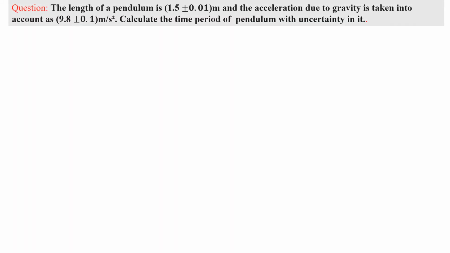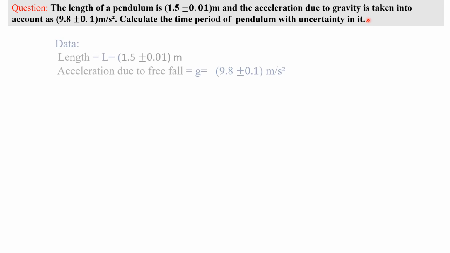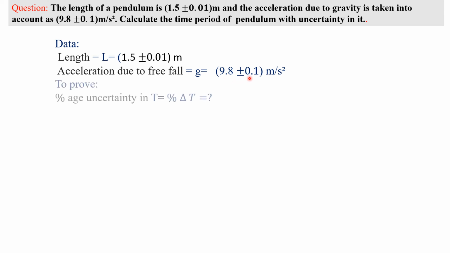Question. The length of pendulum is 1.5 plus minus 0.01 meter and the acceleration due to gravity is taken into account as 9.8 plus minus 0.1 meter per second square. Calculate the time period of pendulum with uncertainty in it. From question, we know that length is equal to 1.5 plus minus 0.01 meter and acceleration due to gravity is equal to 9.8 plus minus 0.1 meter per second square. We need to calculate the time period of pendulum with uncertainty in it.